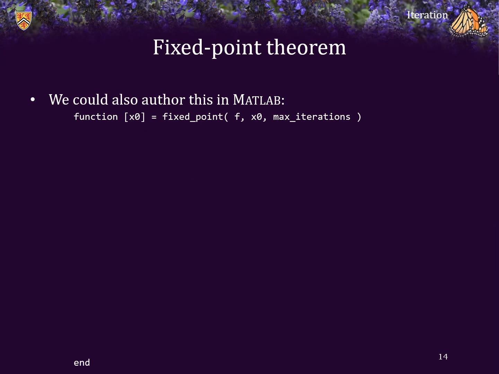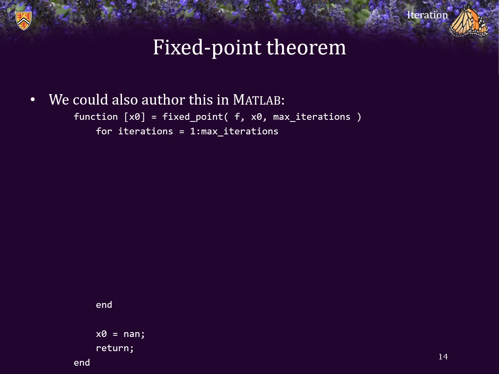We could also author these changes in MATLAB, adding one more parameter, max iterations. Now we have a for loop. That for loop has a loop variable iterations, and it takes on the values 1 through max iterations, whatever that is. Now, one interesting point. Everything in MATLAB is a floating point number. So max iterations will likely be a floating point number. Consequently, this will interpret max iterations as an integer.